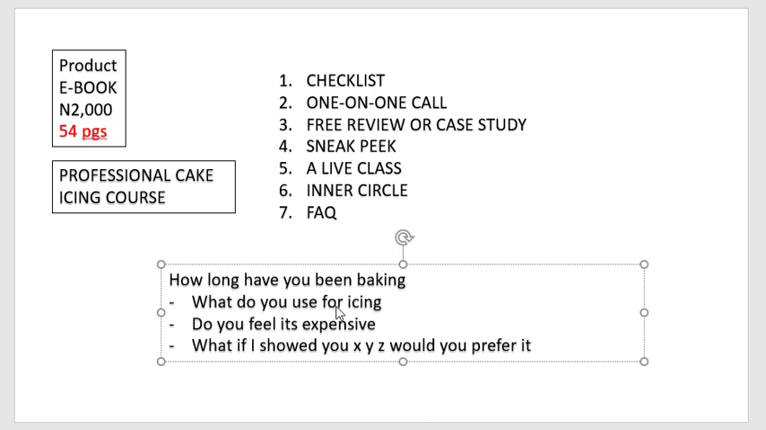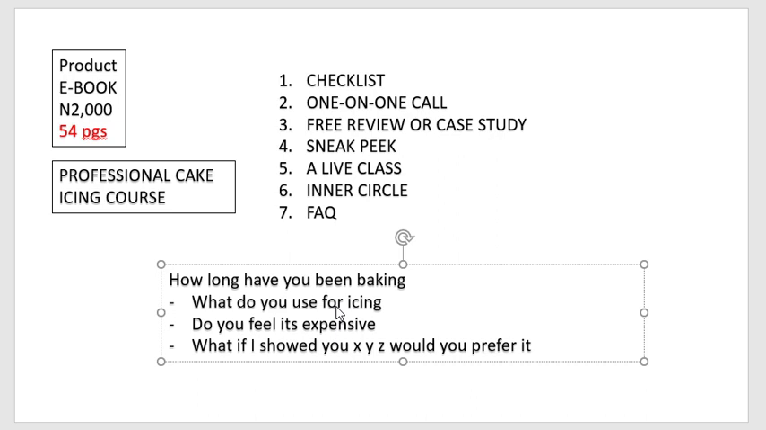Then the next thing is a live class. You can decide to do a live class, put them somewhere and you do a live class. A live class means maybe online. It could be an Instagram live, it could be a Facebook live. They come together where they can ask you questions, they can talk to you like that. So you put this as one of the things you have.